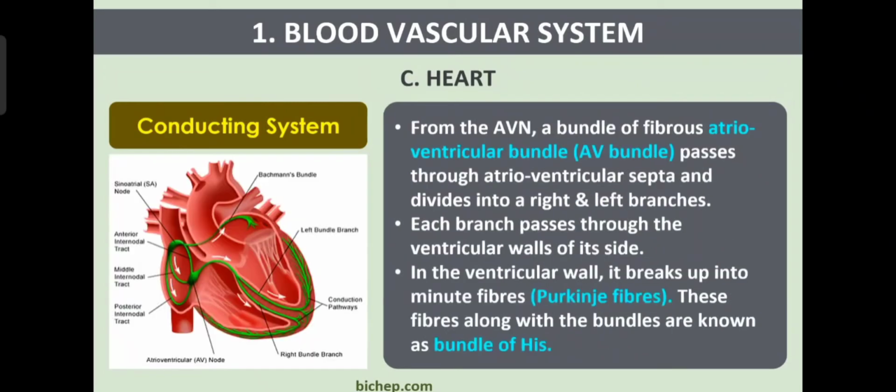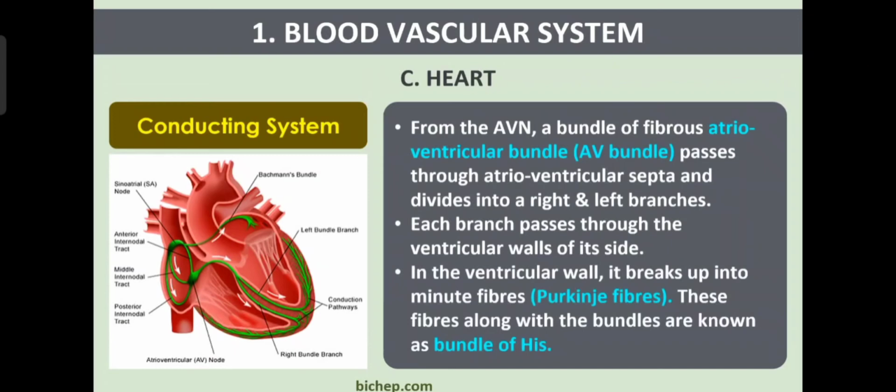Now see the diagram. From the AVN, the AV bundles are forming. AV bundles means the atrioventricular bundles. Fiber-like structures are coming out, and these are called the AV bundles. These AV bundles pass through the atrioventricular septum, which separates the auricles and ventricles, and then they divide into the right and left AV bundles.